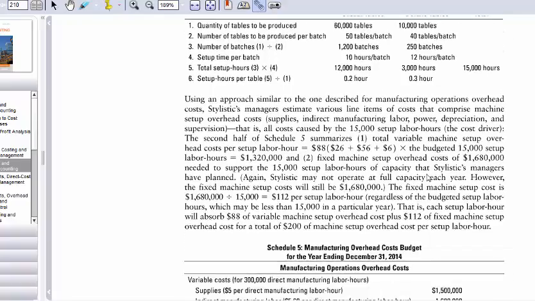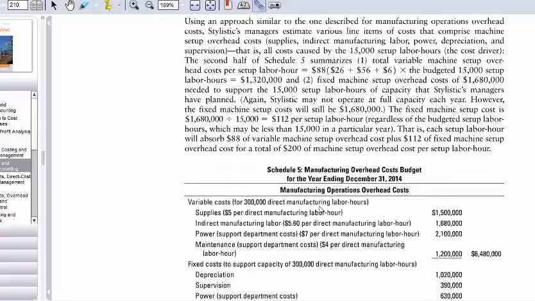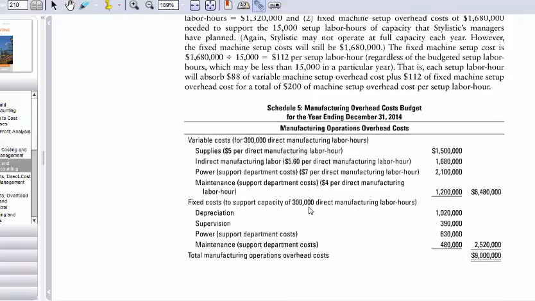We can go through the same kind of steps for our other manufacturing overhead cost. We had $9 million total, and those are based on our direct manufacturing labor hours. So let's go through here. Here are those other manufacturing overhead costs. These are related strictly to operations, not to the setup. So $9 million total.